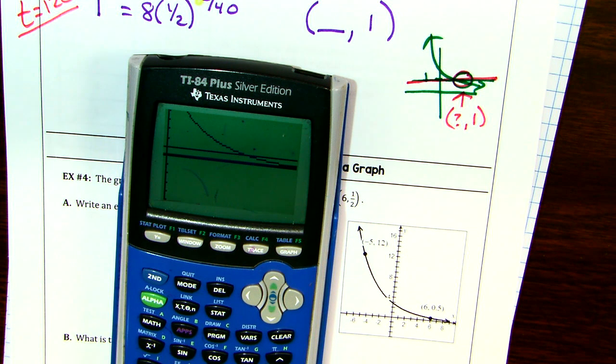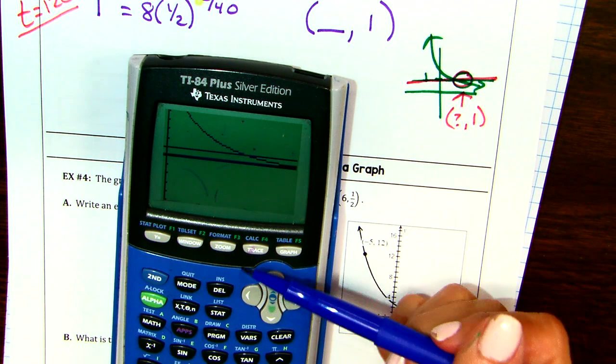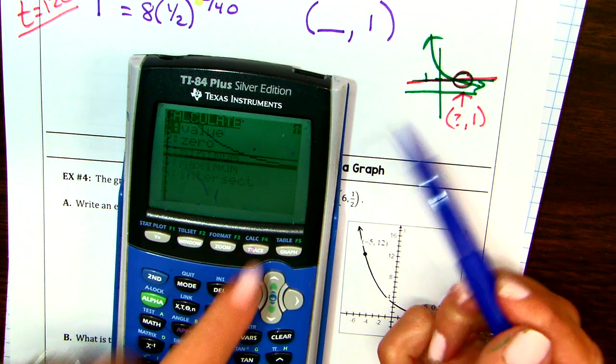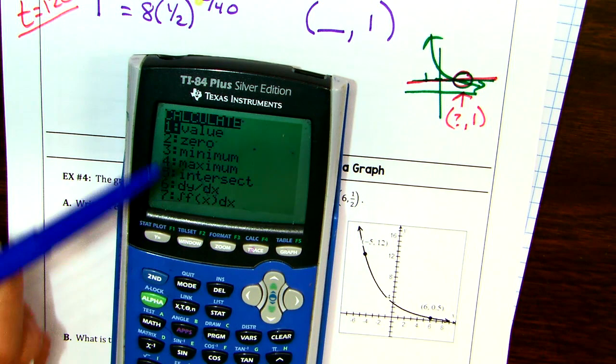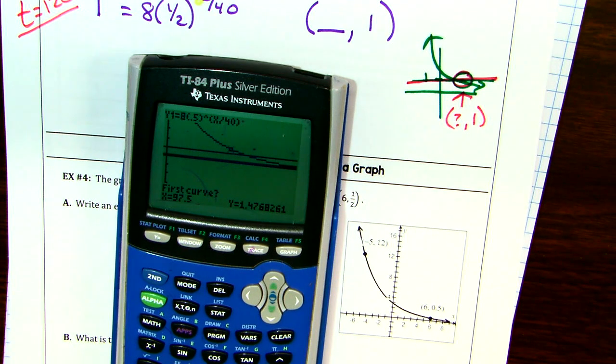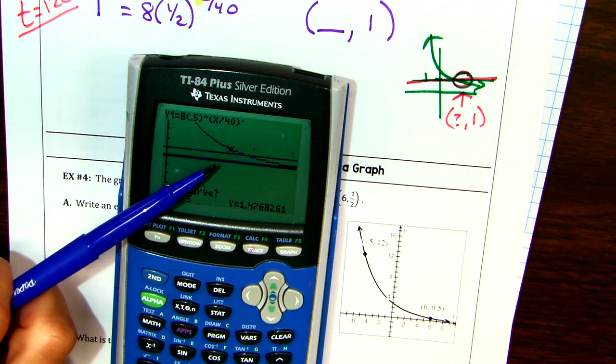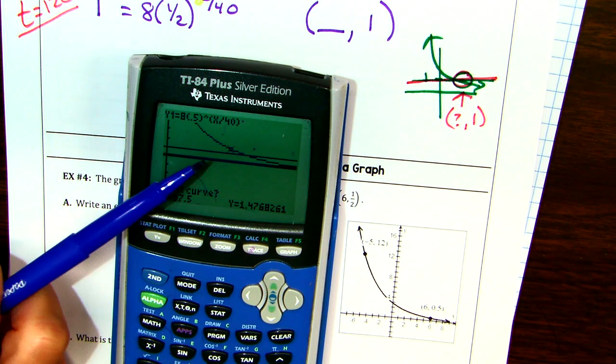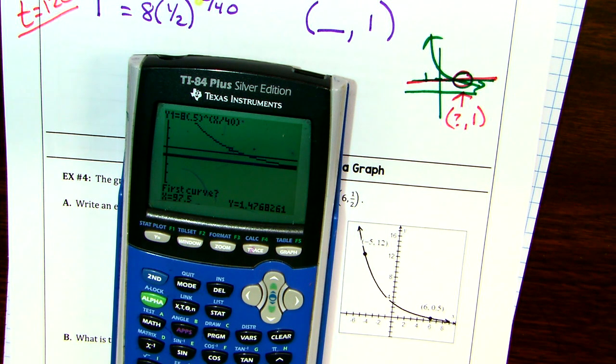So we're going to go to calc. So that's second calc. Calc means calculate. Calculate a zero, a minimum, a max, or an intersection. And it gives you a fun little blinking cursor that's already to the left of the intersection. It doesn't matter where you are to the left of it. If you think you're too close because you're not sure, you can go further away. You can get closer to it if you're comfortable.